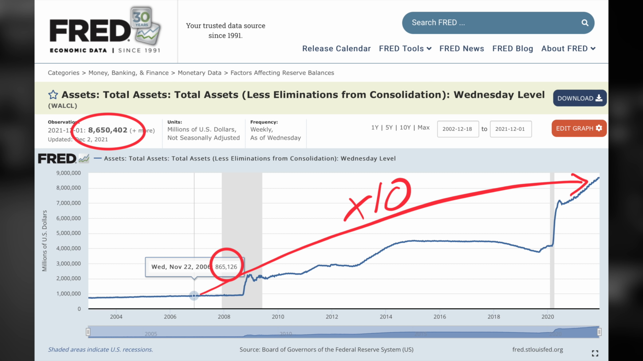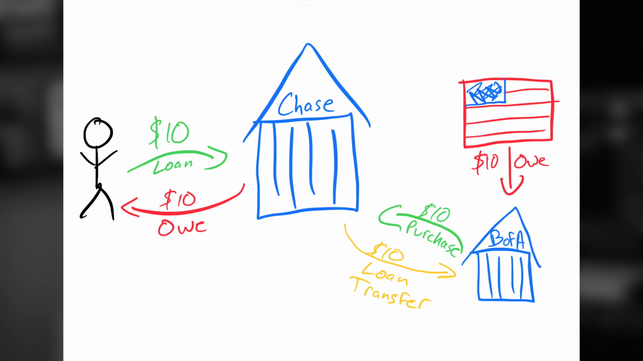It was at around $800 billion, whereas today it is over $8.5 trillion. This is because they buy loans. So in our last example, Chase sold their asset, the treasury, the loan that the government owed to Chase, to Bank of America. This is a net neutral transaction as far as the money supply goes because there's no new money being created here. Money just left one bank and was added to another.